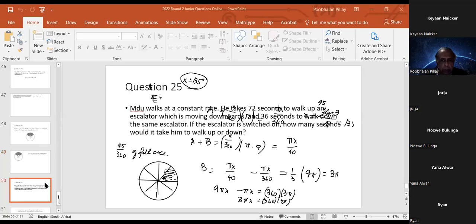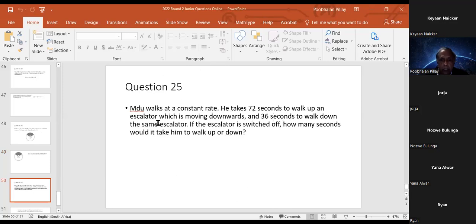And we now get to the last problem. Okay, so the last problem says, Mdu walks at a constant rate. It takes 72 seconds to walk up an escalator. Okay, I'm going to put the escalator as like a straight line, although it's not really. It's stepped. Okay, so it takes 72 seconds to walk up the escalator.